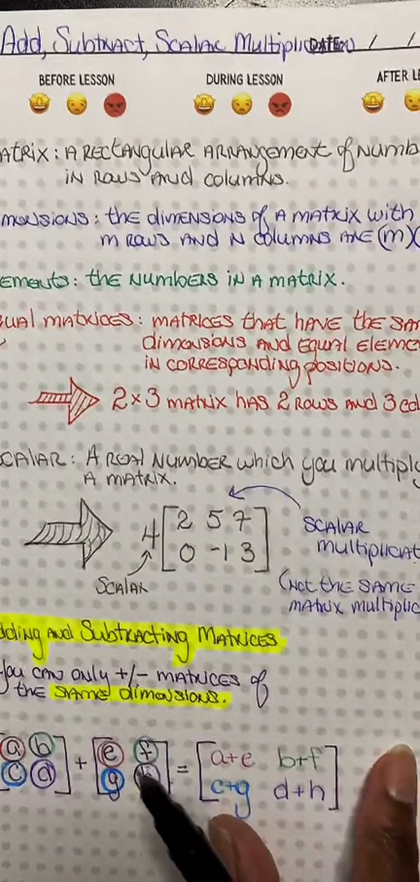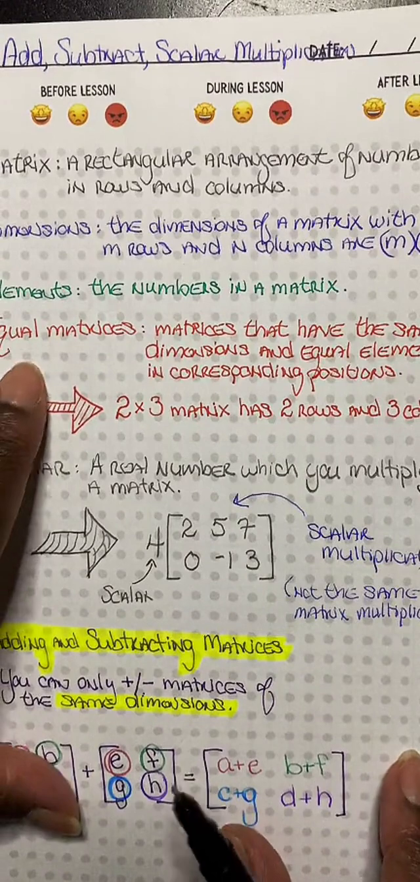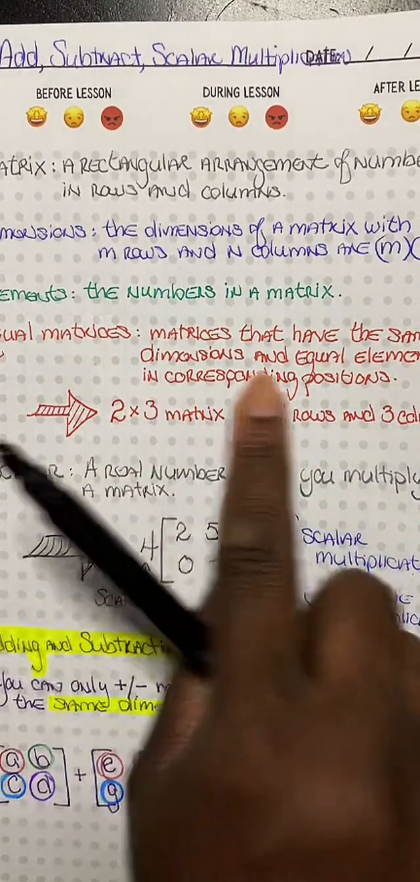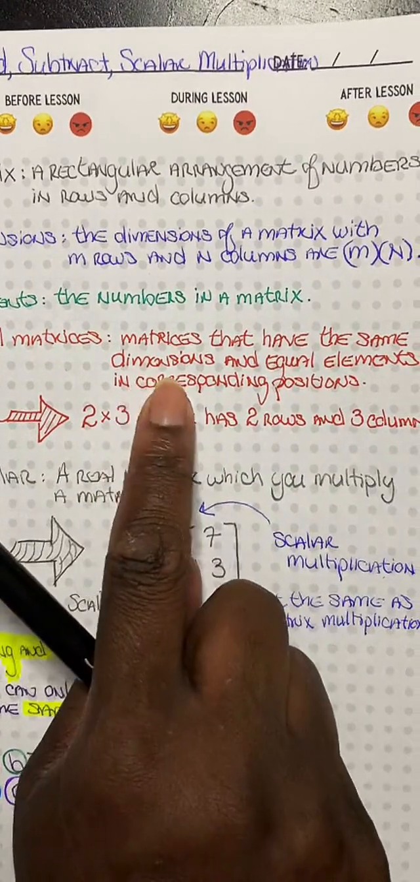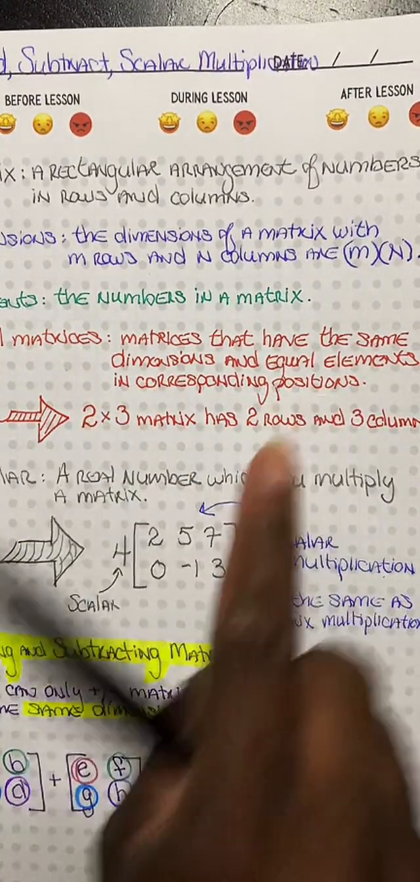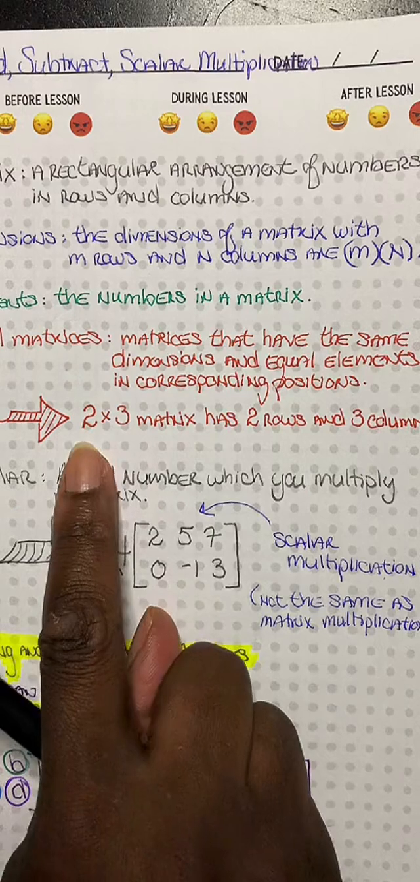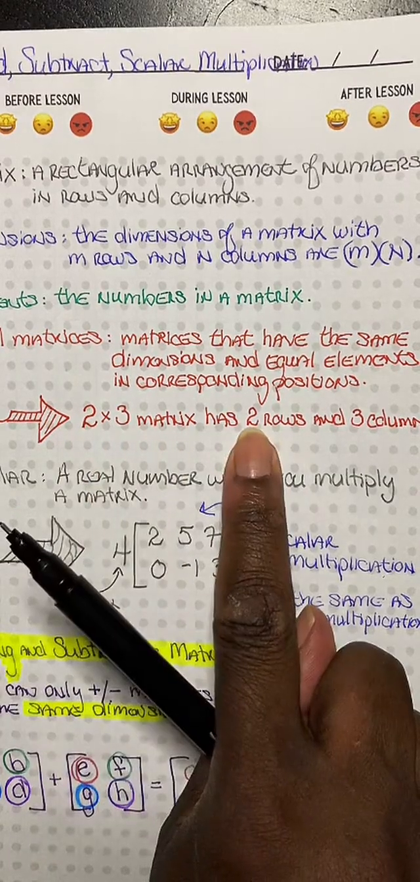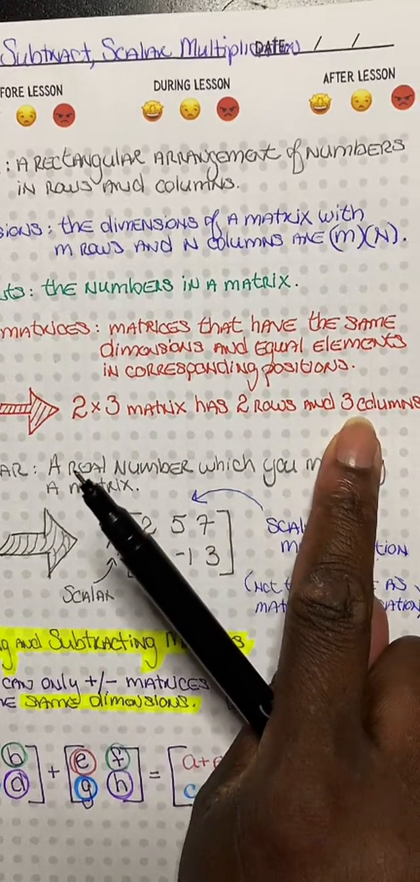One thing I really want to point out is equal matrices, okay? Matrices that have the same dimensions and equal elements in corresponding positions. So if I have a 2 by 3 matrix, that means I have 2 rows and 3 columns.